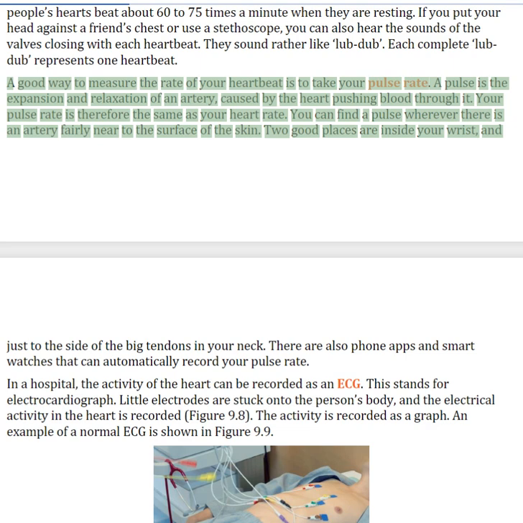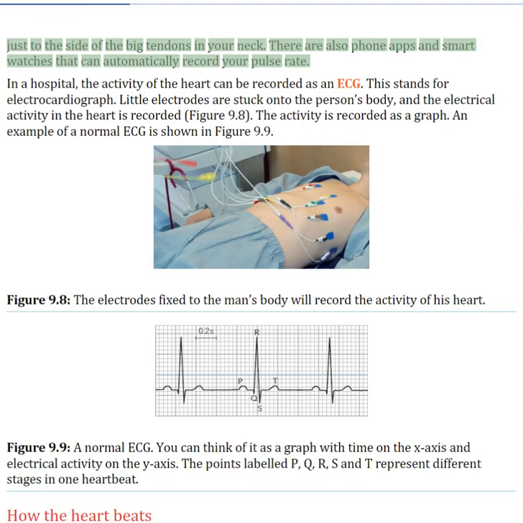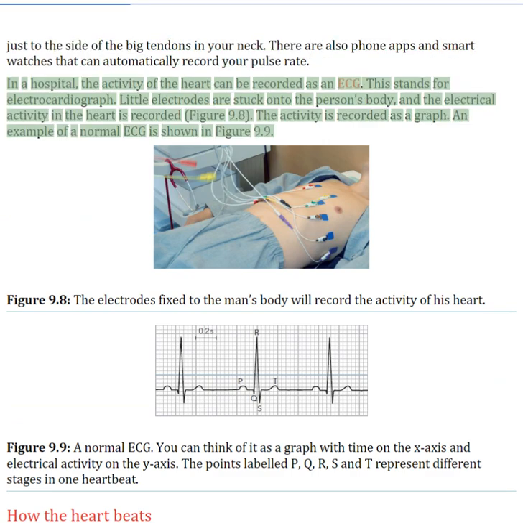Two good places are inside your wrist and just to the side of the big tendons in your neck. There are also phone apps and smart watches that can automatically record your pulse rate. In a hospital, the activity of the heart can be recorded as an ECG.